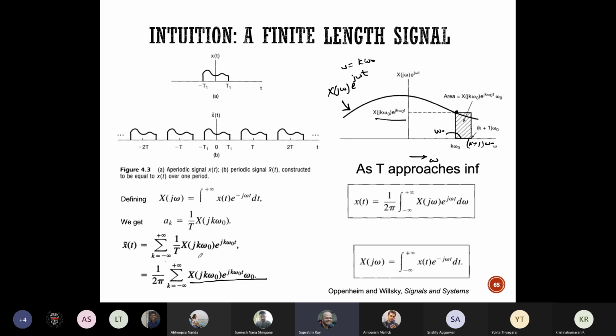And therefore the sum is just the overall area of an infinite number of little pieces like this. This sum is very close to the overall area as long as your omega naught is very small. Omega naught is just the fundamental frequency given by 2 pi by T.